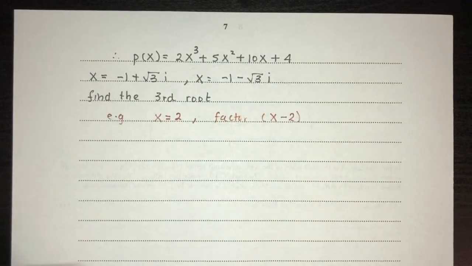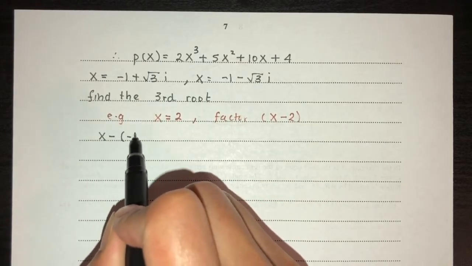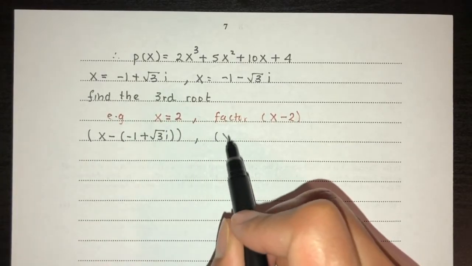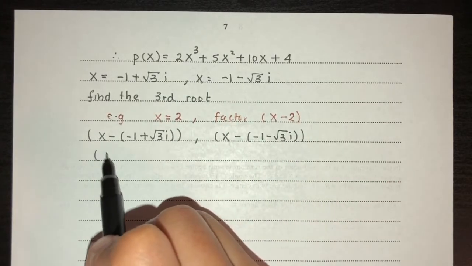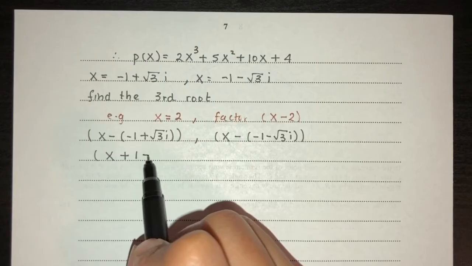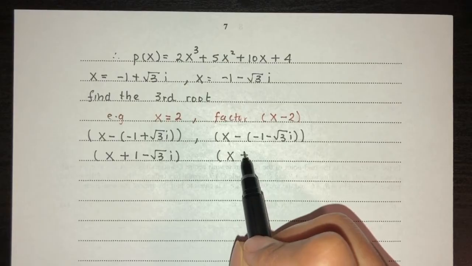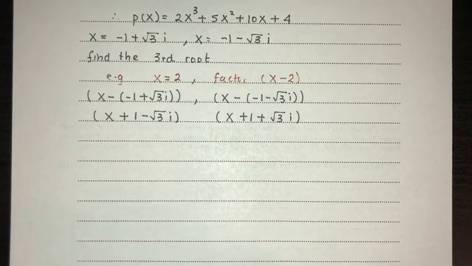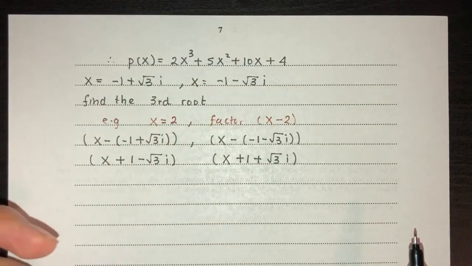So same way, this is the root. So what are the factors? It will be x minus this, that will be your first factor. And then your factor for this one will be x plus 1 minus root 3i, and this is x plus 1 plus root 3i.